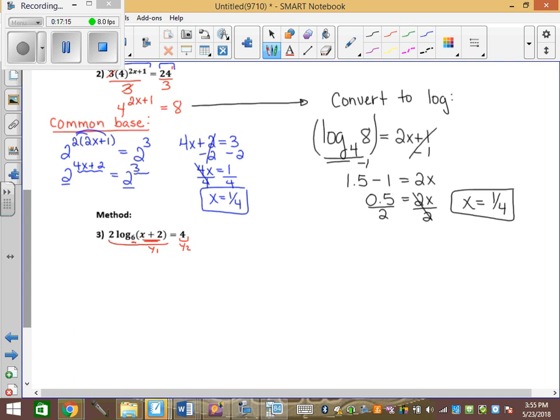So, the only way I can convert to a log is if I have a log by itself with a 1 in front. Right now I have this 2 in front. So I'm going to convert to exponential from a log. So I can't convert a log unless it's in the proper form, which right now it isn't.